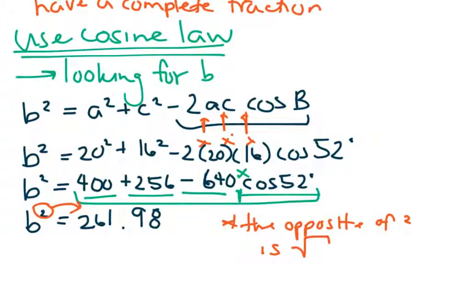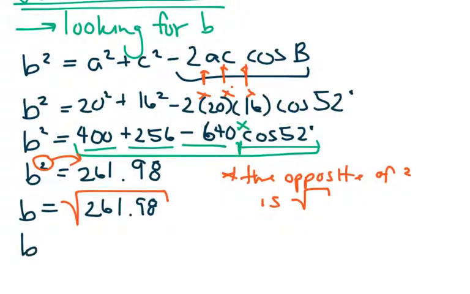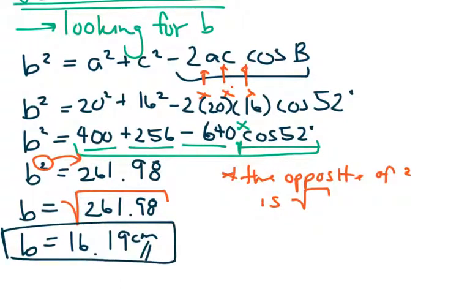It is this little button. It is square root. So when we bring the square onto the other side, to undo it, we're going to make it into a square root. So it's going to look like this. Square root of 261.98. So if you put that into the calculator, the answer is 16.19. That is the final answer. This is in centimeters, and we are good to go.